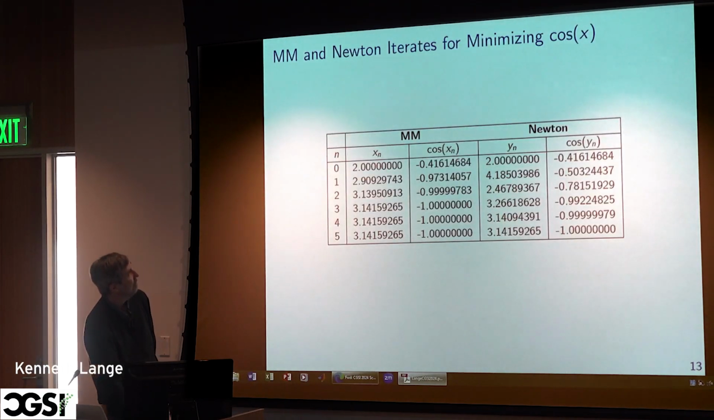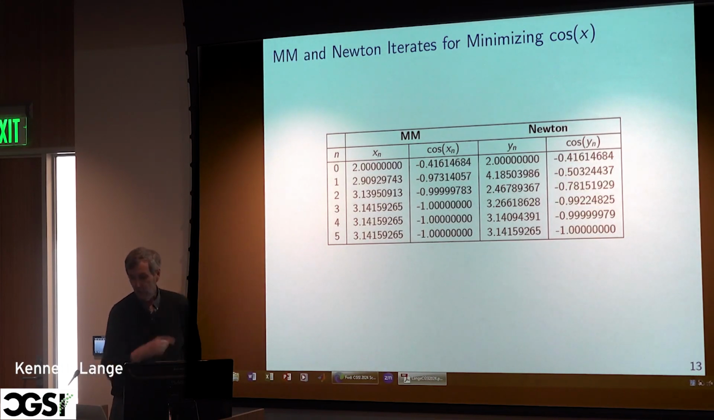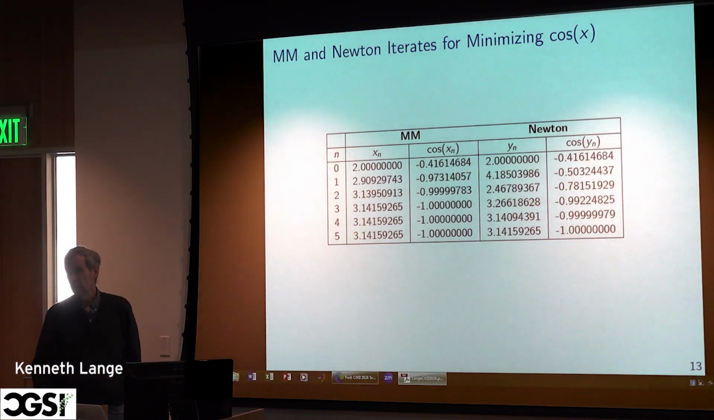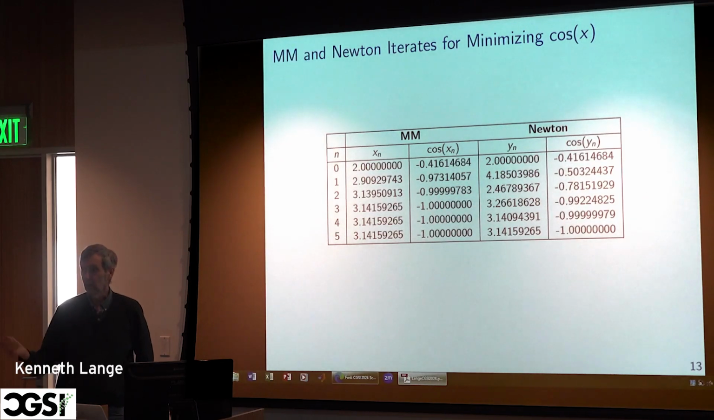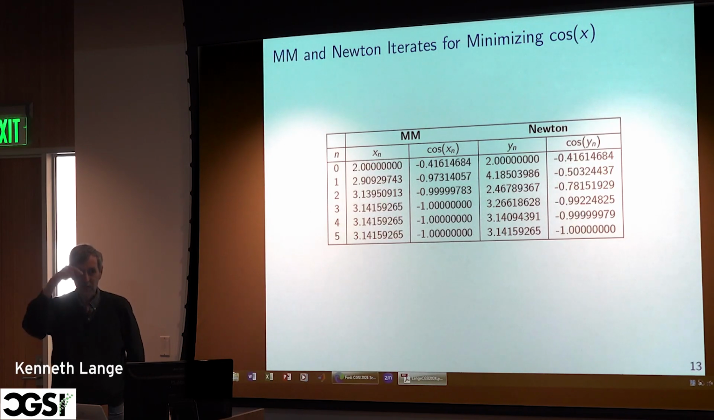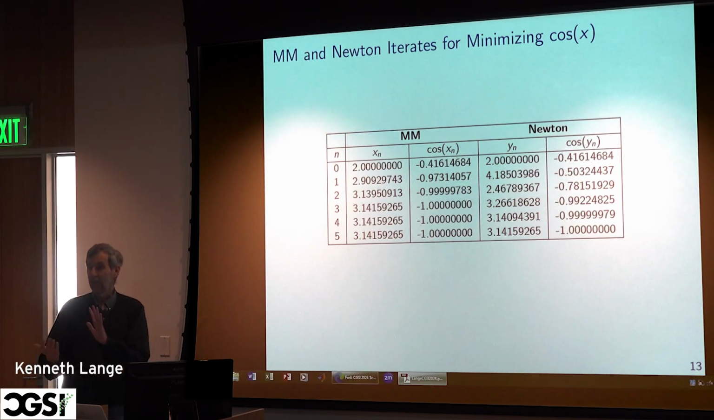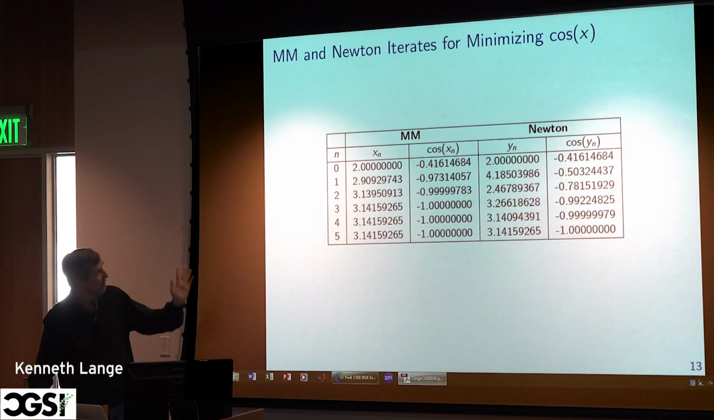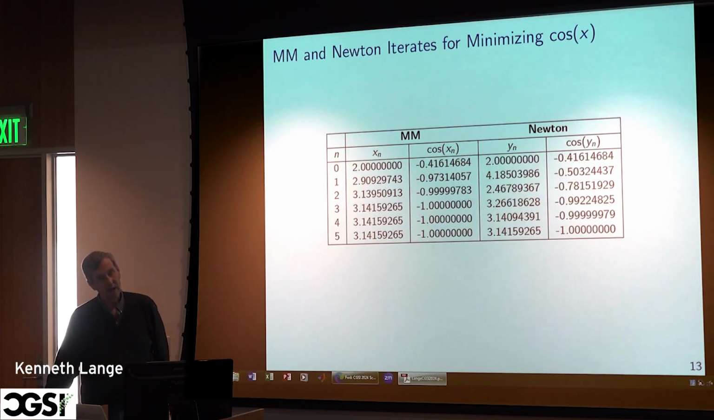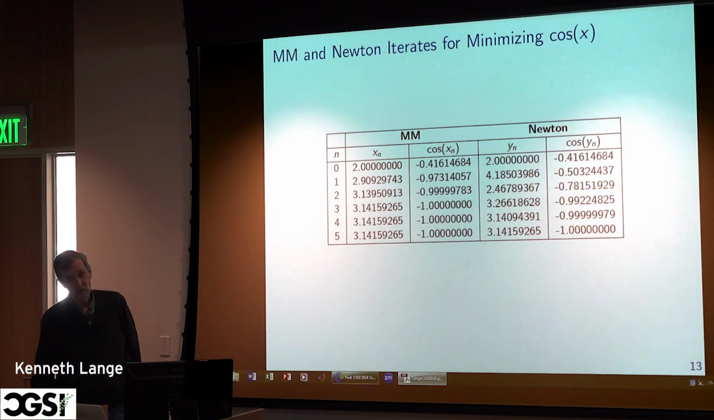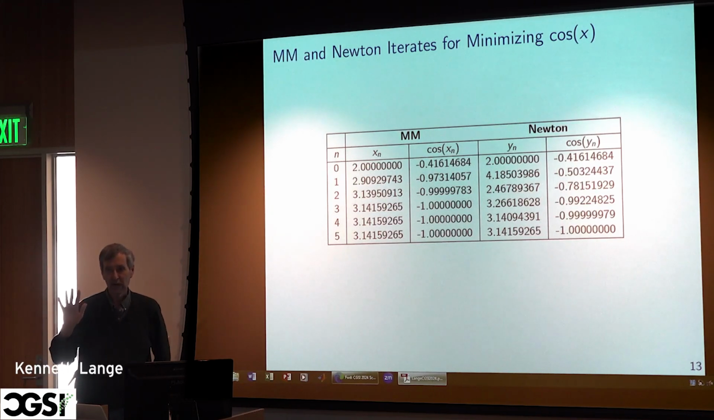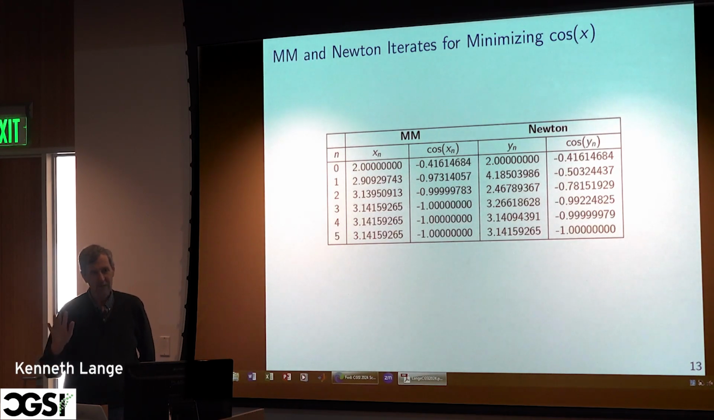And here is MM compared to Newton. They actually both converge very quickly. Newton can unfortunately head in the wrong direction, and you can head towards a maximum instead of a minimum. MM is reliably going downhill. And here, oddly enough, they both converge at a cubic rate, which is extraordinarily fast, and MM actually beats Newton's method. This is contrary to what actually happens in practice.